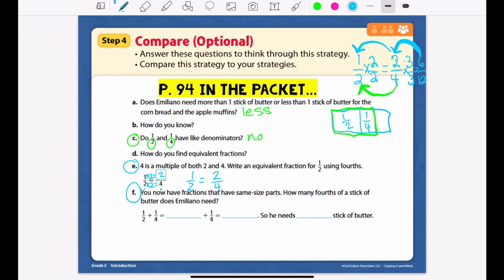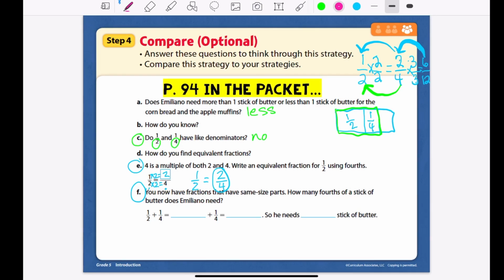Now let's go ahead and move on to F. So looking at F, we see that this equation is kind of already set up for us. Based on E, we know that 1/2 is equivalent to 2/4. So we can place that in here. 2/4 plus 1/4. 2 plus 1 is 3. And we keep the parts the same. So 2/4 plus 1/4 is 3/4. So he needs 3/4 stick of butter.